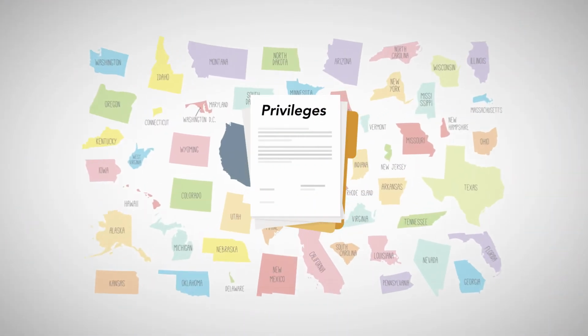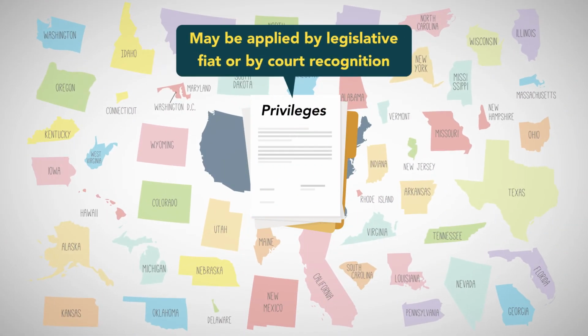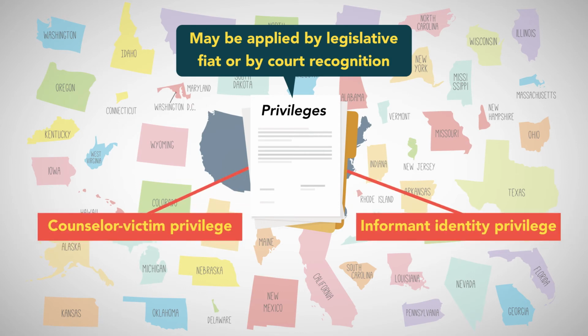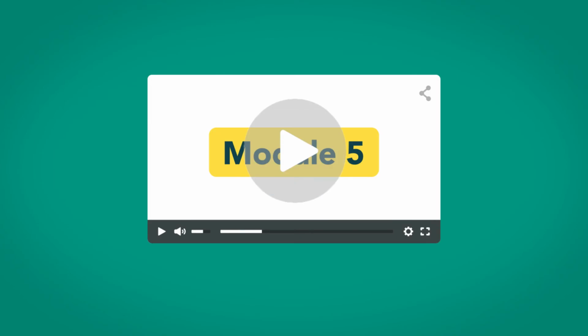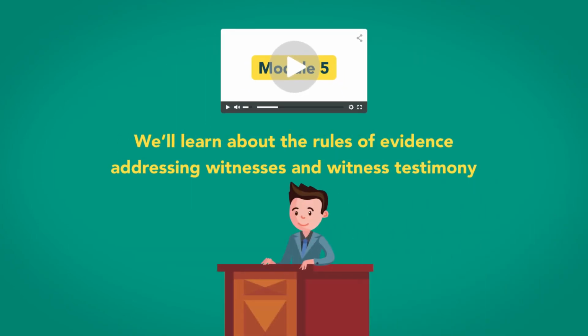Other privileges vary from state to state and may be applied by legislative fiat or by court recognition. Some of these include counselor-victim privilege, informant identity privilege, and the privilege to refuse to disclose a person's vote. In our 5th module, we'll learn about the rules of evidence addressing witnesses and witness testimony.